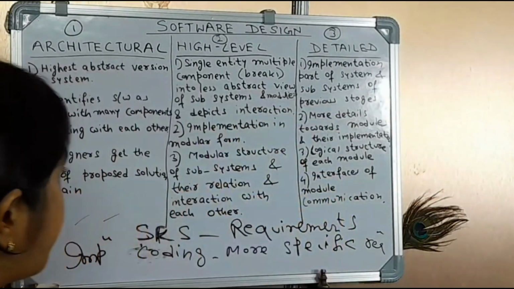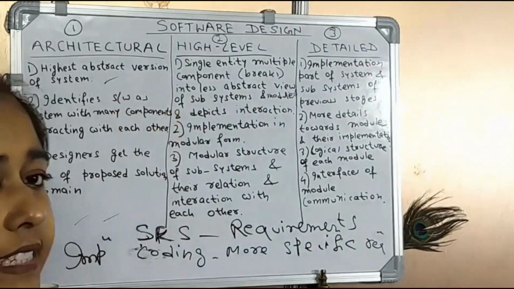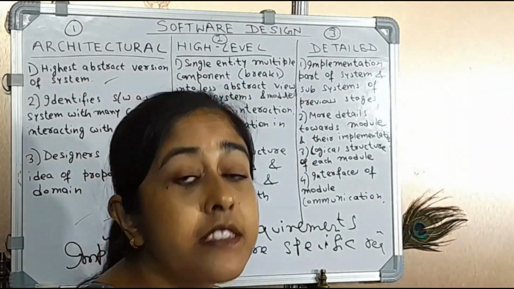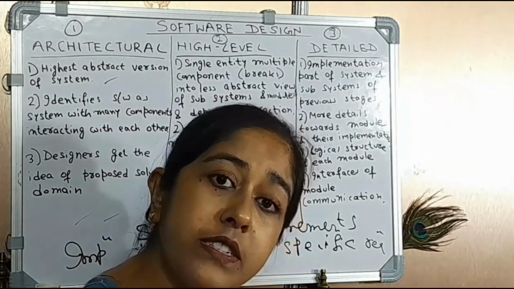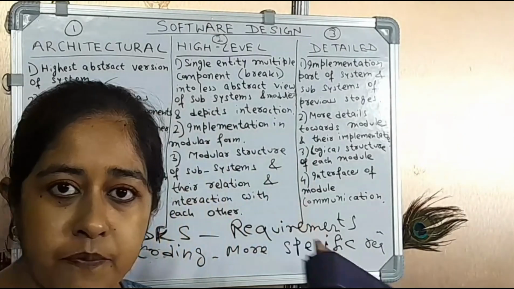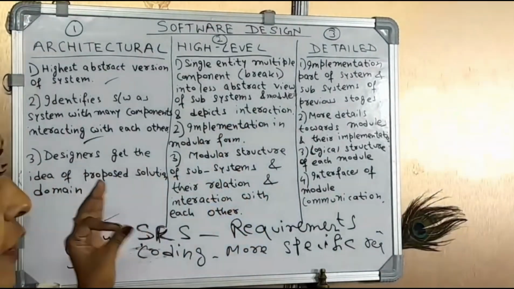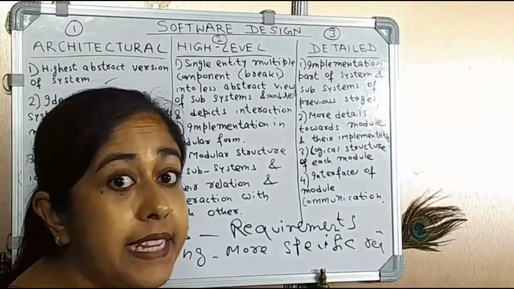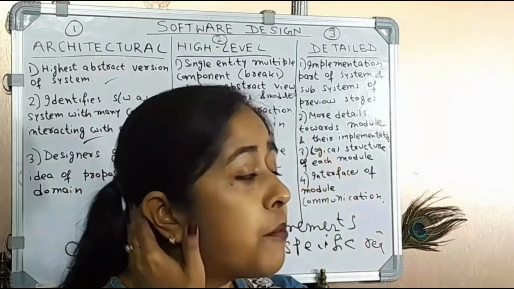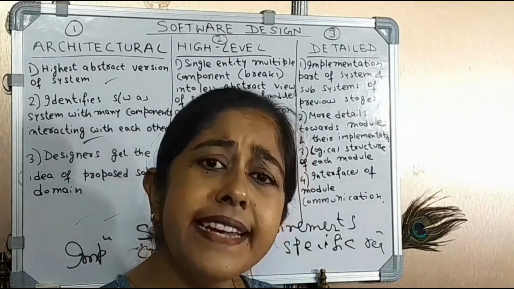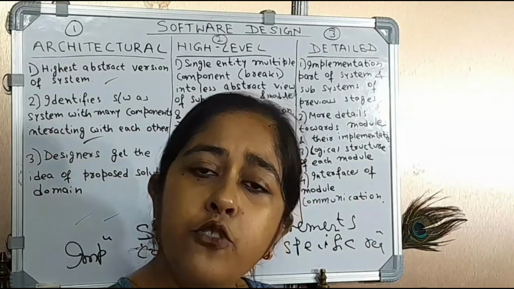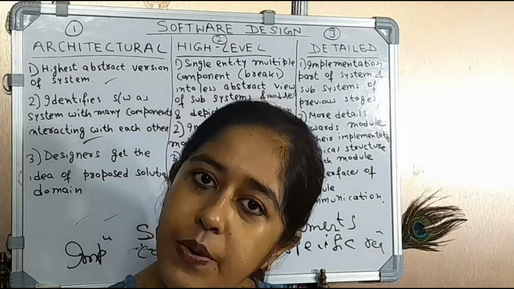Now, in this designing phase, first of all, it's the highest abstraction level, since it's the transformation part. Second, it identifies that the whole system has many components, and those components interact with each other and do their work individually.